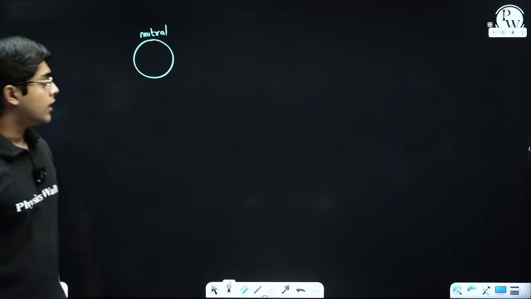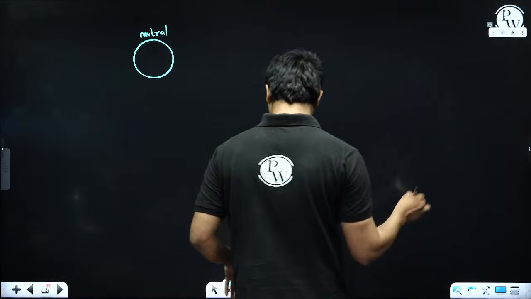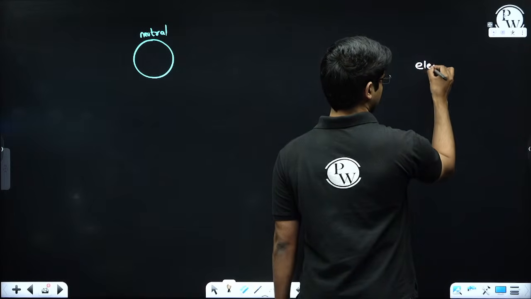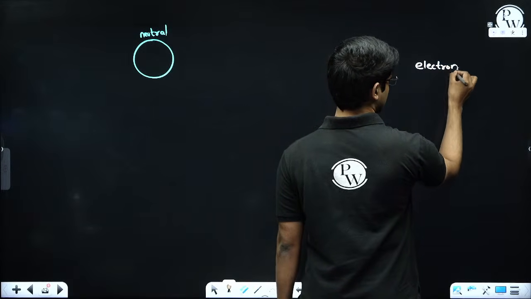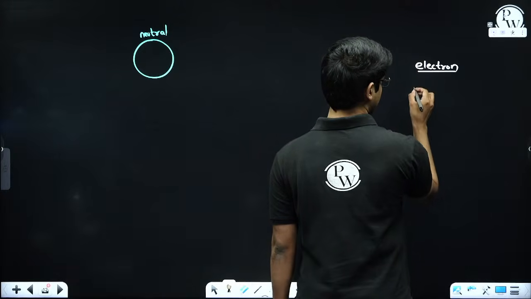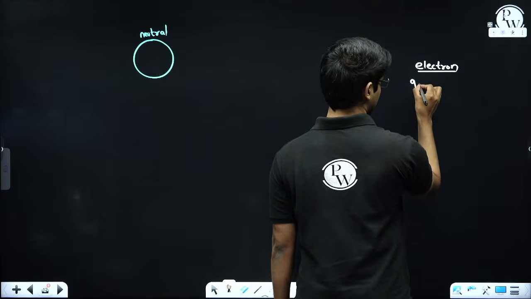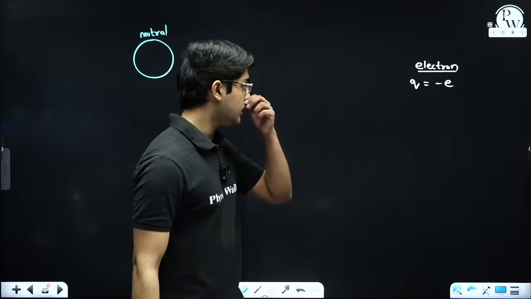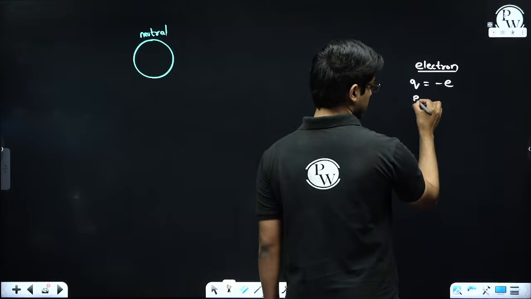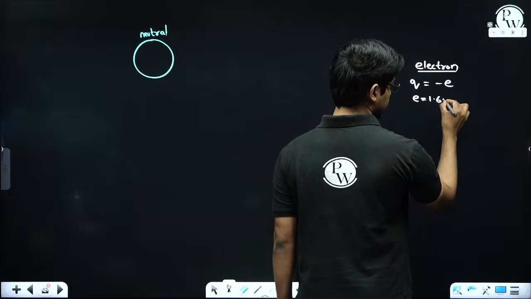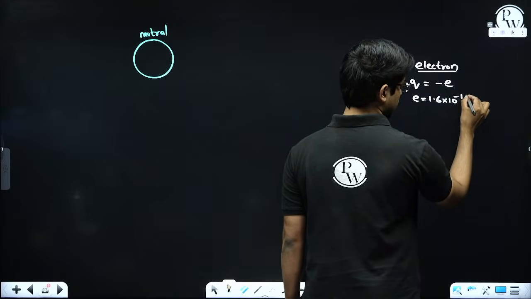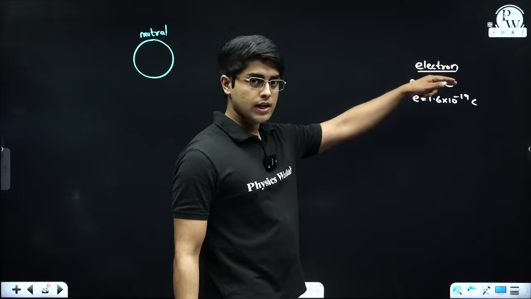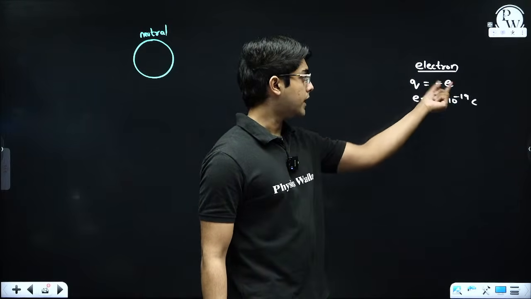Now, this fact you should be knowing. For the electron, the charge of the electron is minus e. And what is this e? The value of e is, this is also important, guys, 1.6 times 10 raised to minus 19 coulombs. So the charge of an electron is, firstly, a negatively charged particle, so it will be minus e.